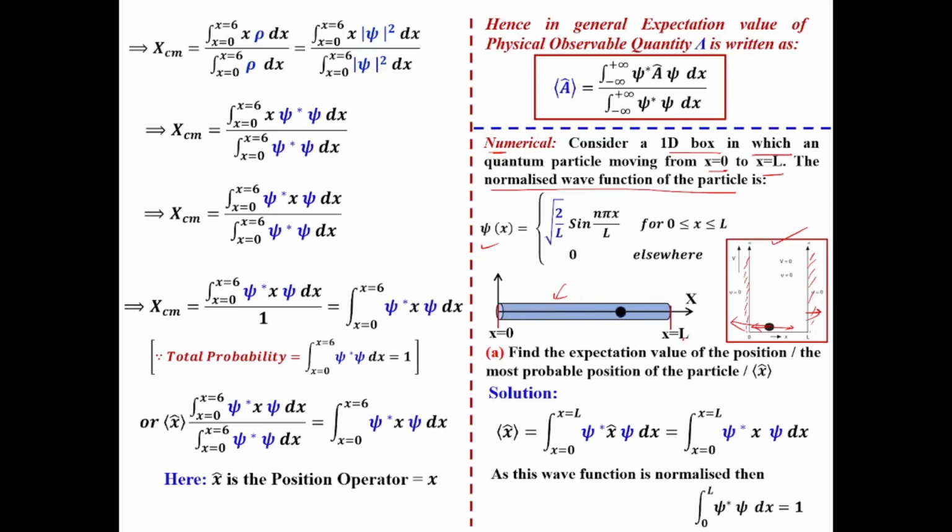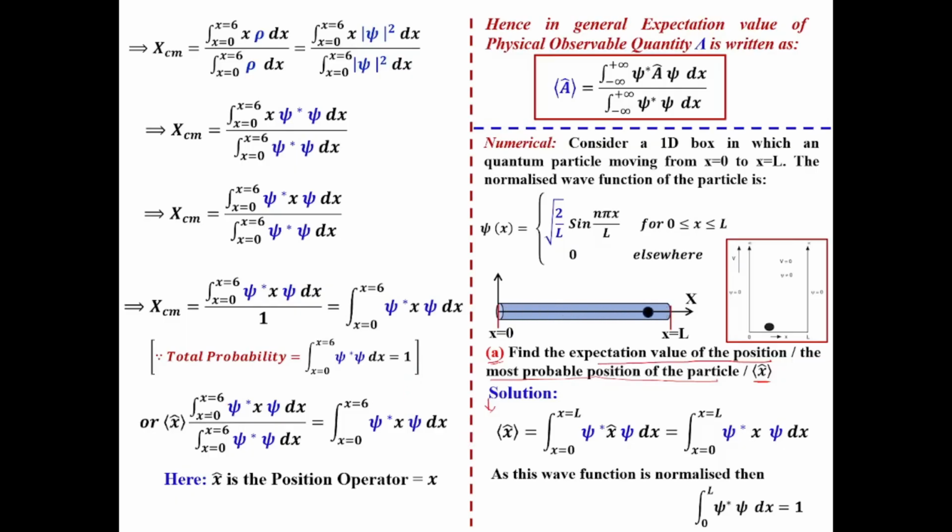Okay, so it can be represented mathematically as: in between 0 to L the particle exists, and the wave function is root of 2 by L sine n pi x by L, and this is the normalized wave function. We know this one for a one dimensional box, and the particle does not exist except in this length. First we have to calculate for this quantum dynamics the expectation value of the position, or the most probable position of the particle, which is represented by x cap in angle brackets. Okay, so try to solve it.